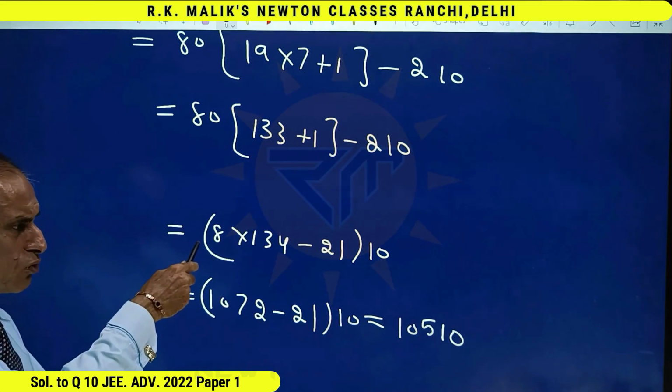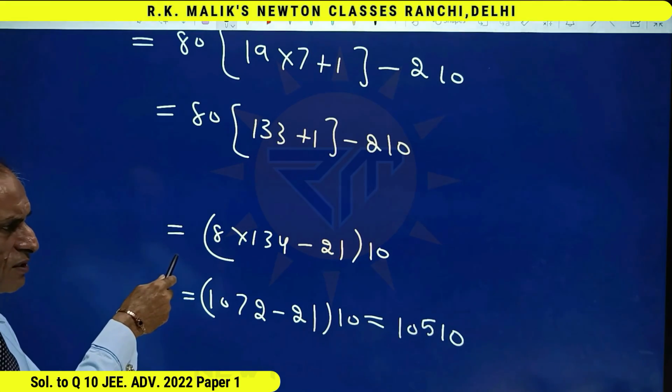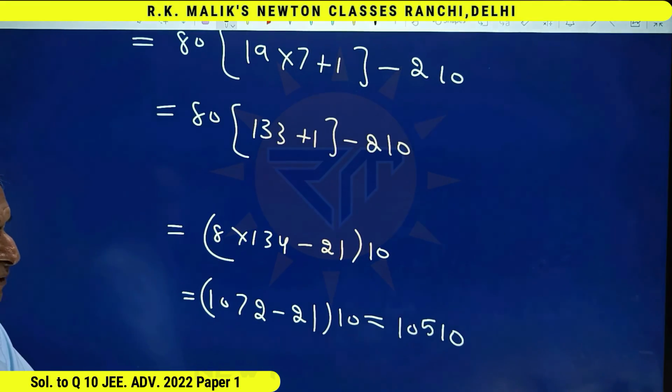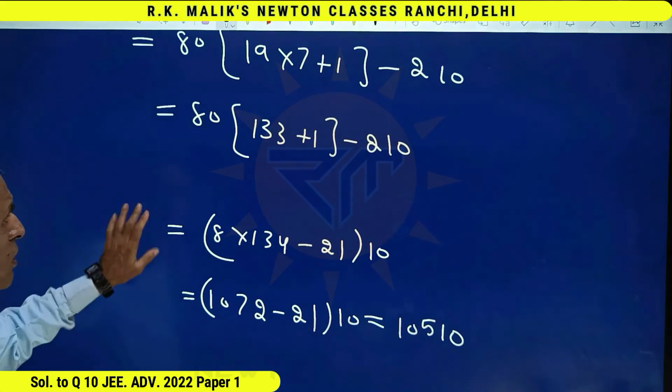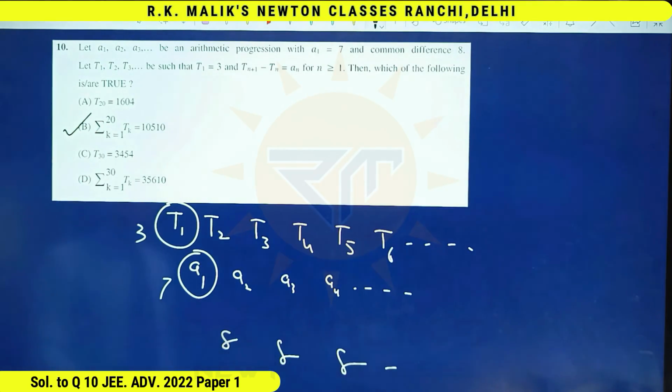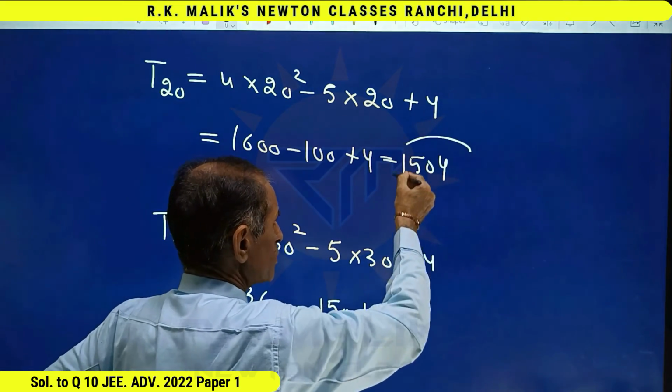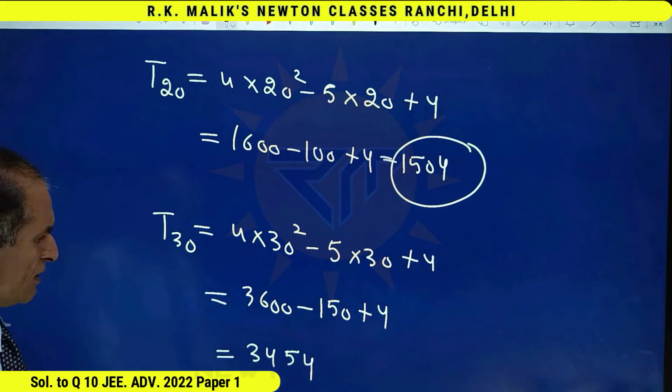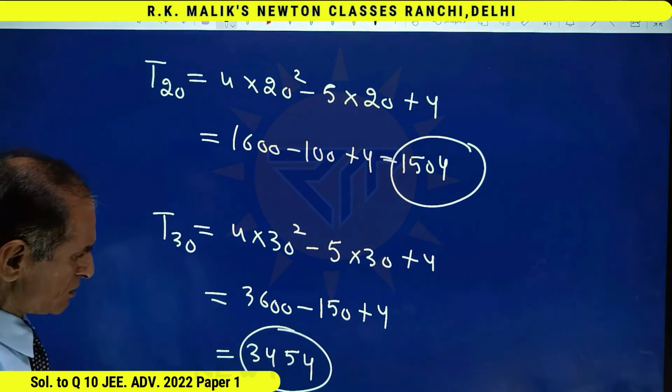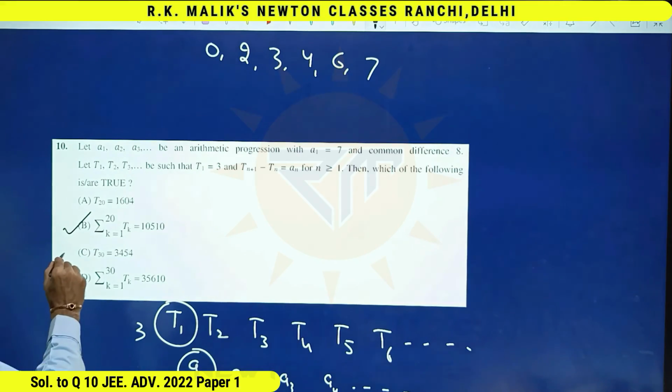For the calculation part also, there are tricks by which the calculation becomes very small, but for understanding those tricks, you will have to do practice also, and you will have to attend my lectures on how to calculate smartly. But presently I have done by normal multiplication. Answer is 10510. Hence I can say B is correct. T20 I had already calculated as 1504 and T30 I had already calculated as 3454. Hence I can say C is correct but A is wrong, D is wrong.